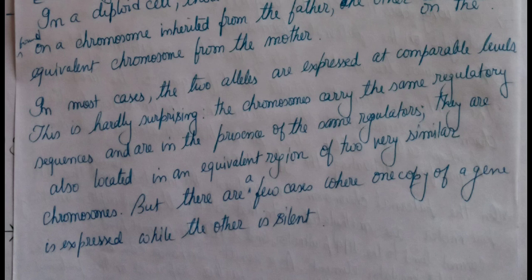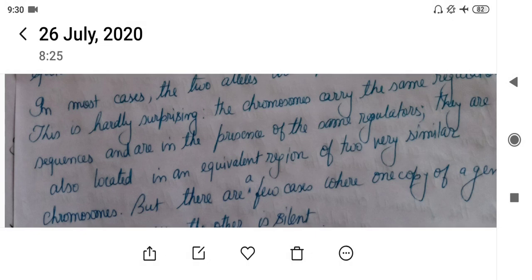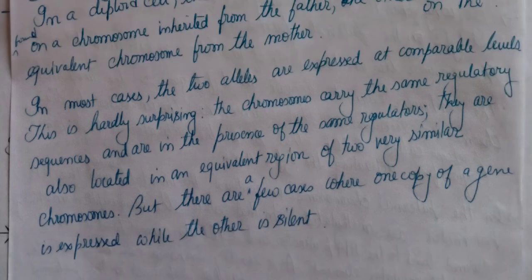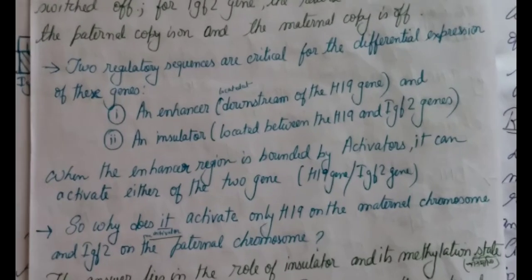But there are a few cases where one copy of a gene is expressed, while the other copy from the maternal chromosome may be silent. Why is this happening? That is genomic imprinting, that is gene imprinting, and that is done by methylation. Okay, so more to go.